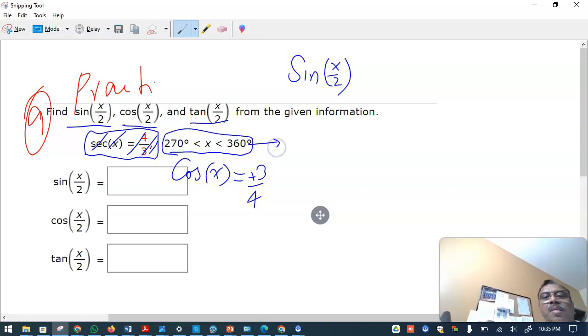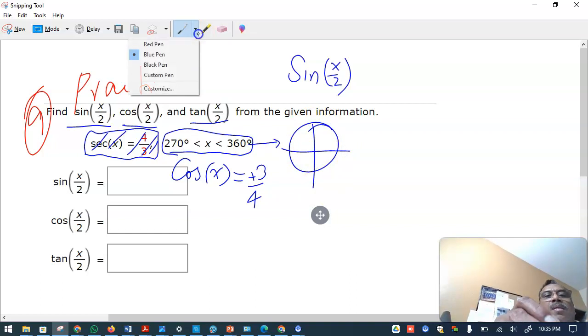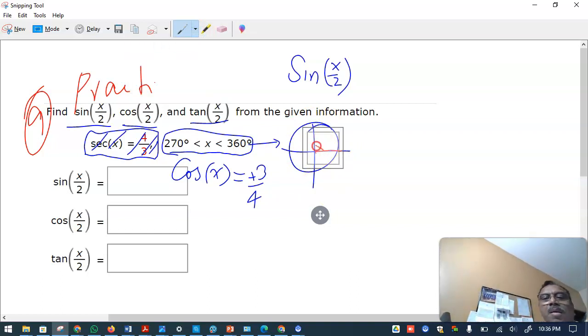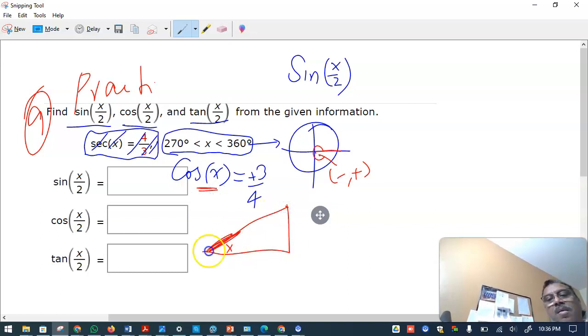So this basically means that angle x is in the fourth quadrant. So here the cosine is positive and sine is negative. So knowing this, we can make a triangle, with x here, adjacent 3, hypotenuse 4. So you use the Pythagorean formula, and you get 16 minus 9, which becomes square root of 7. So by knowing this, we can use the formula for this.